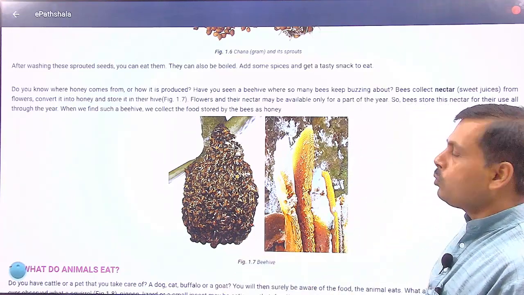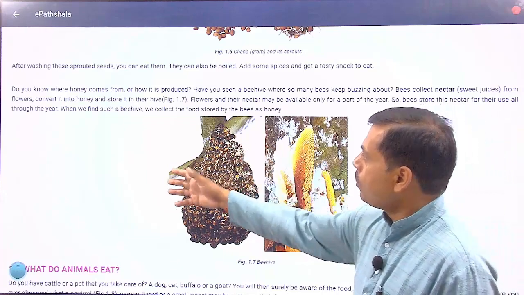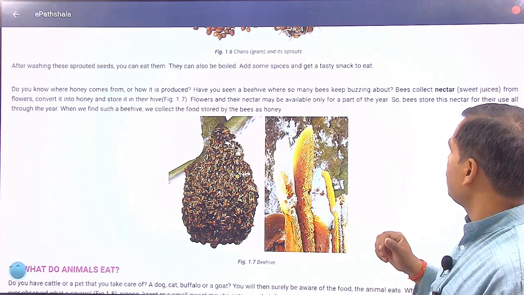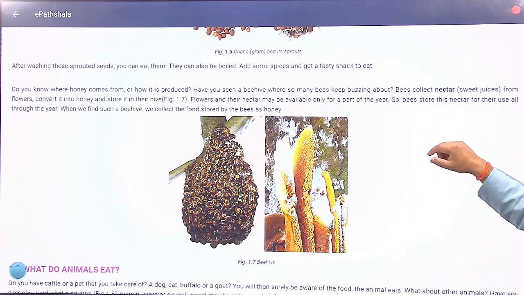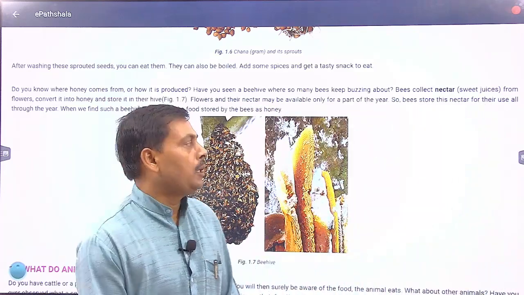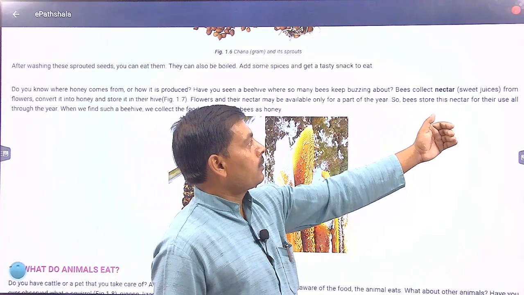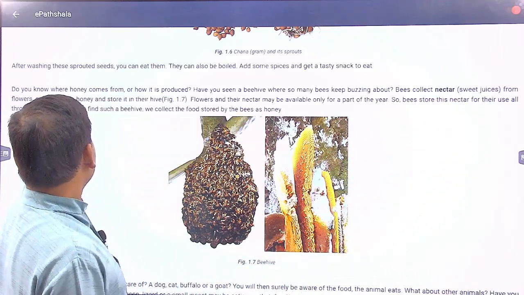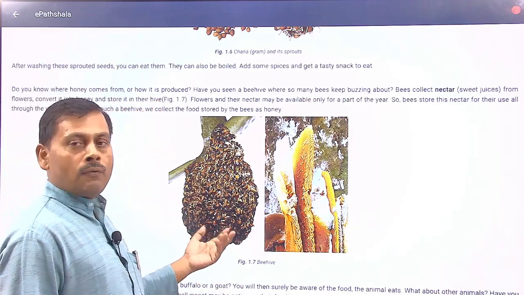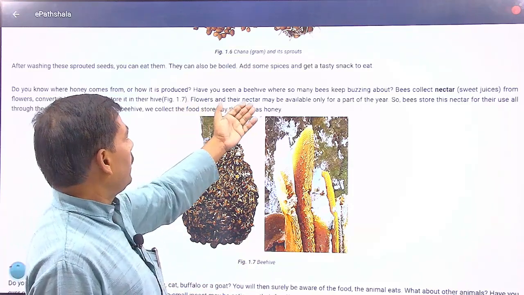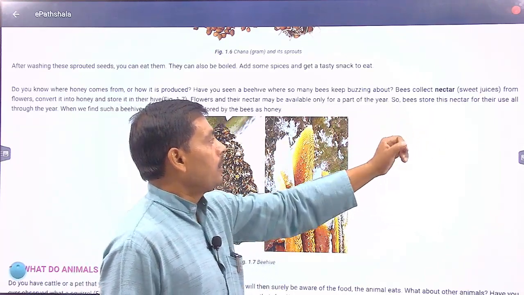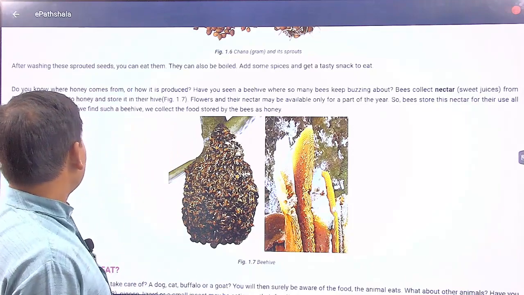Here I teach you about the points. Do you know where honey comes from or how it is produced? It is produced from nectar collected by honey bees. Honey bees collect nectar, the sweet juice from flowers, convert it into honey and store it in their hive, and we find the honey. Flowers and their nectar may be available only for a part of the year, so bees store this nectar for their use all through the year.